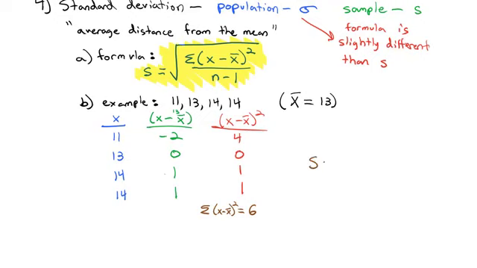Now I'll jump to the standard deviation formula, which says the square root of the sum, which is 6, divided by 1 less than the sample size, which is 3. 6 divided by 3 is 2, and the square root is 1.41.